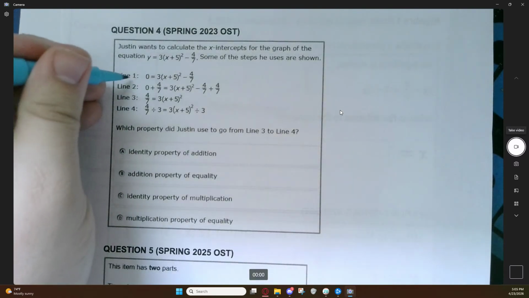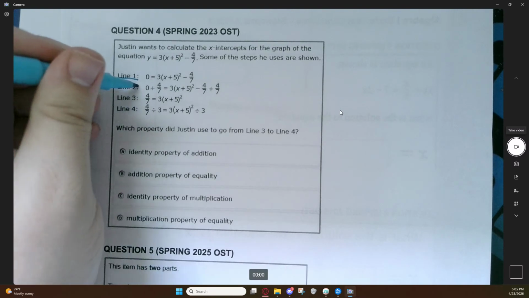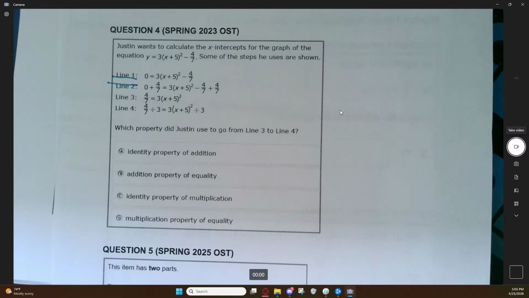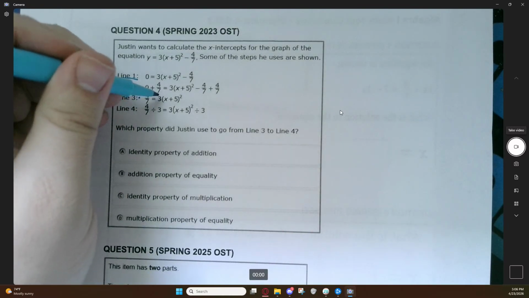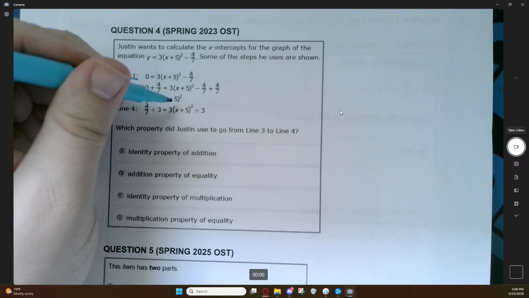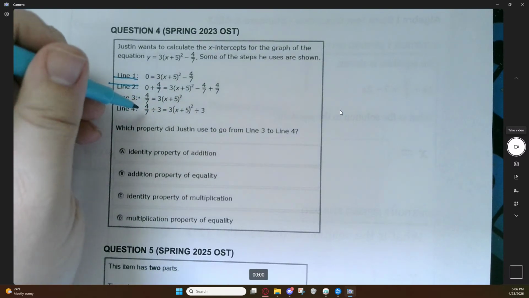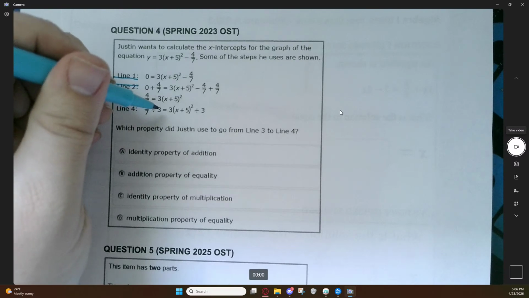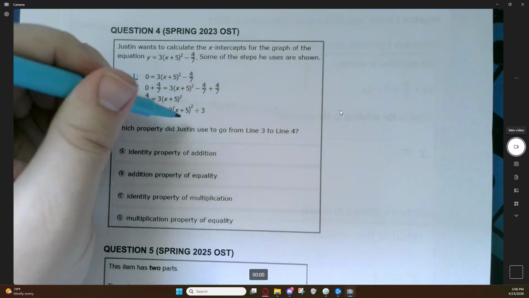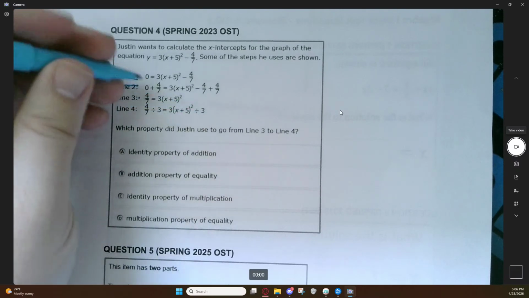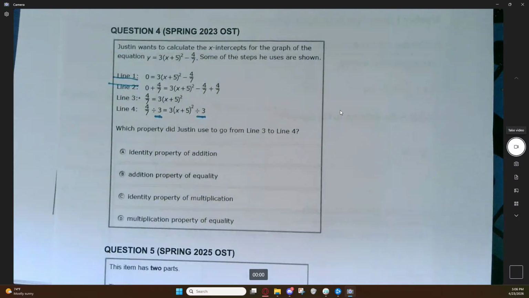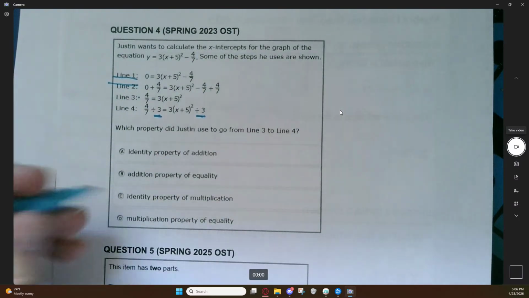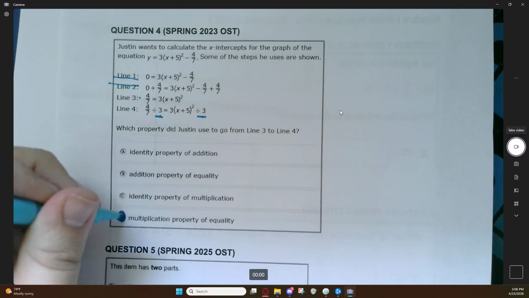So we're not really talking about line 1 or line 2. Realistically, all we're concerning ourselves with is line 3 and line 4. Line 3 went from 4 sevenths equals 3 times (x plus 5) squared to line 4, 4 sevenths divided by 3 equals 3 times (x plus 5) squared divided by 3. On the left side, we added divided by 3. On the right side, we added divided by 3. So this is the multiplication property of equality.